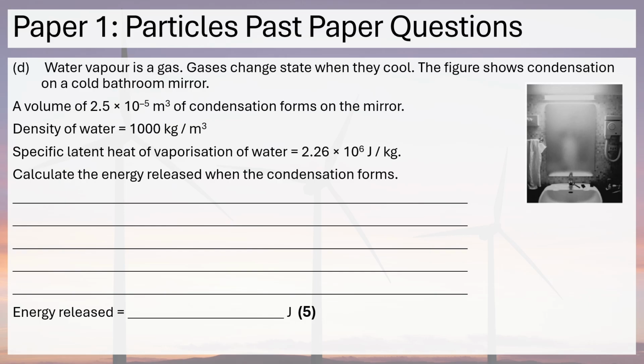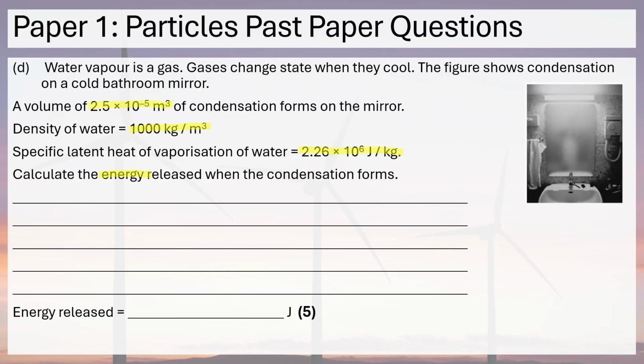Part D. So we've got water vapour is a gas. It changes state when they cool, and the figure on the right there is showing condensation on a cold bathroom mirror. Then we've got some data. So the givens we've got are that the volume of water on the mirror is 2.5 times 10 to the minus 5 meters cubed. We're told that the density of water is 1,000 kilograms per meter cubed. We're told the specific latent heat of vaporization is 2.26 times 10 to the 6 joules per kilogram. And my unknown, I'm asked to calculate the energy released when the condensation forms.